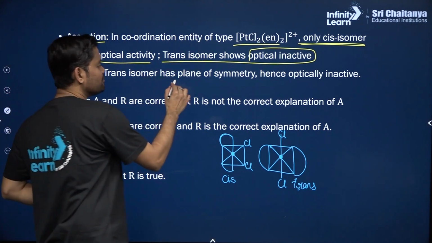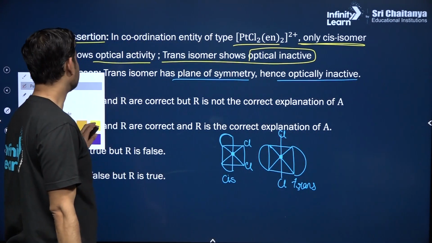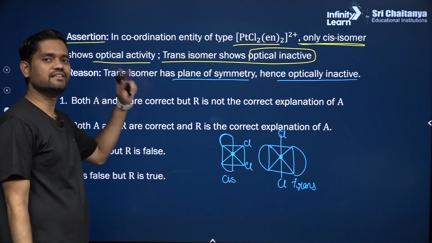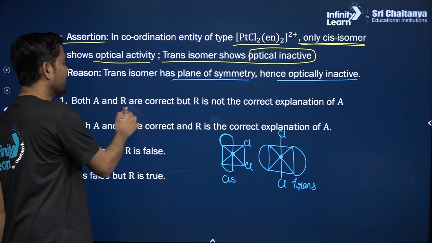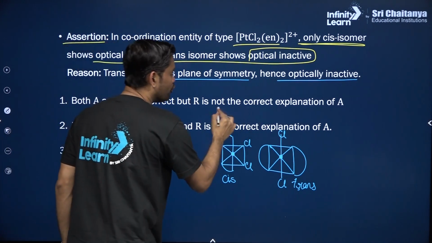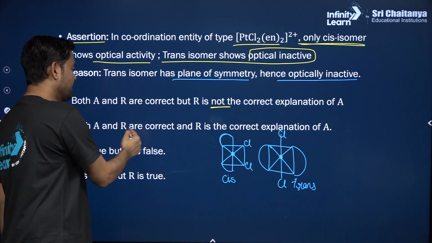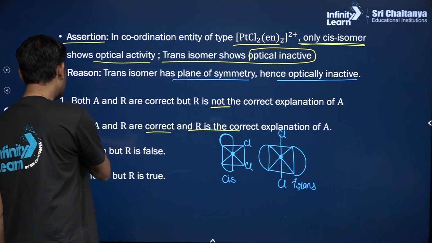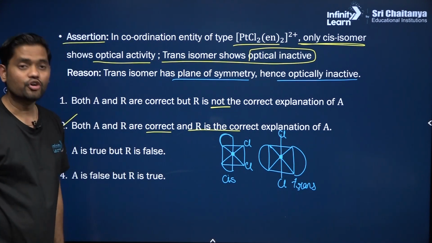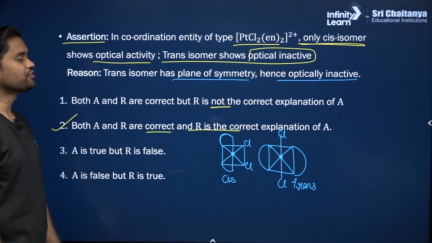Reason: trans isomer has plane of symmetry and hence optically inactive. Again, the assertion is also right, reason is also right, and it is the correct explanation as well. So both A and R are correct, but R is not the correct explanation of A, that is not the right answer. Both A and R is correct and R is the correct explanation. So we'll go with option 2. Clear? So answer for this question is this.